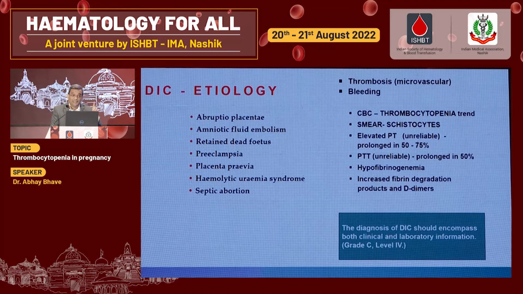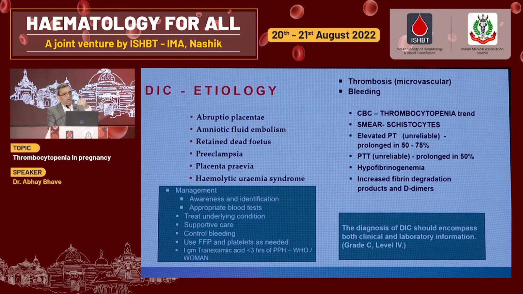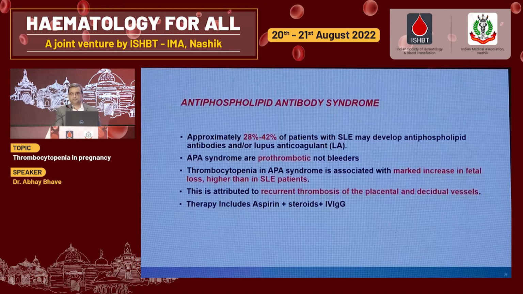Look at the grade. It's grade C, level 4. That means even they don't know what recommendation to make. It has to be a clinical diagnosis. It can't be any other way. Management is, you have to pick up the underlying etiology, give component transfusion, stabilize the patient, and if she has not yet delivered, then you must deliver this patient. Sometimes it's a dead fetus, IUFD, which causes DIC. So please look for that, and if it is that, we have to deliver the child immediately.